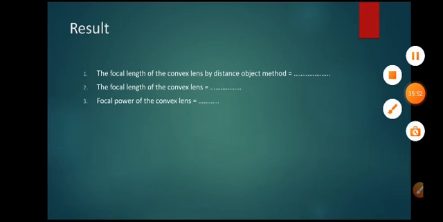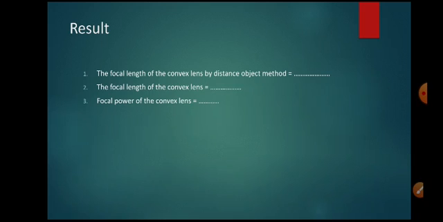And finally you have to write the result. The result should be written directly and briefly. No need to explain everything, just write a single line answer. For example, if your question is to determine the focal length of a given convex lens, your result must state only that the focal length of the given convex lens is f equals some 20 centimeter or 25 centimeter. Don't elaborate the answer.